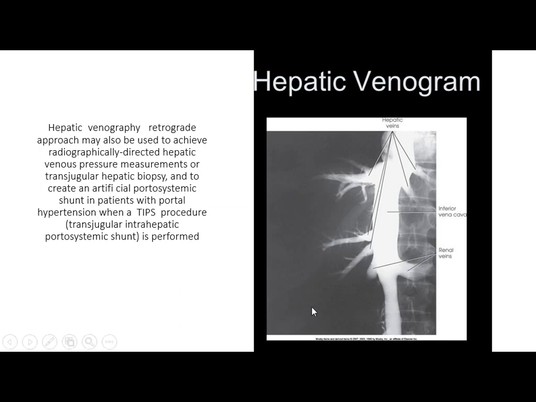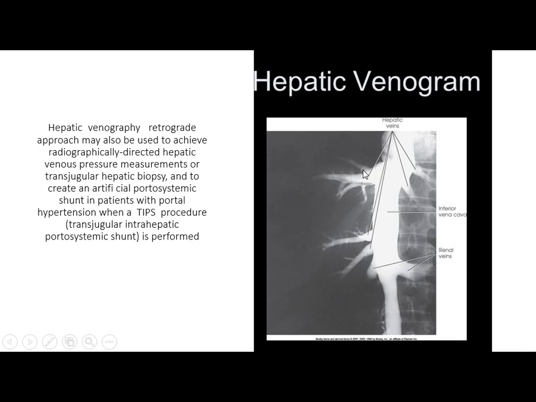Hepatic venogram, retrograde, may also be used. How do they do a hepatic venogram? Do you know? I don't know. From the inferior vena cava? No, from the internal iliac? You have two options. Either you go from the femoral vein, usually a little bit into the IVC and then try, or most of the time they do a hepatic venogram for the purpose of TIPS, the transjugular intrahepatic portosystemic shunt.